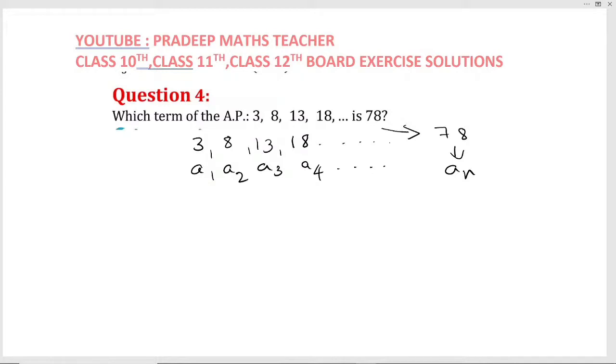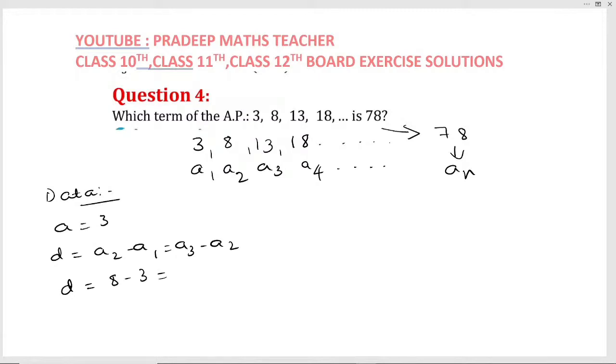So here I'll write the data. The first term they have given is 3. The common difference you need to find, and the formula is A2 minus A1 equals A3 minus A2. Now here D equals A2, which is 8 minus 3, equals A3, which is 13 minus 8. Now the common difference is 5. So D equals 5, the common difference is 5.